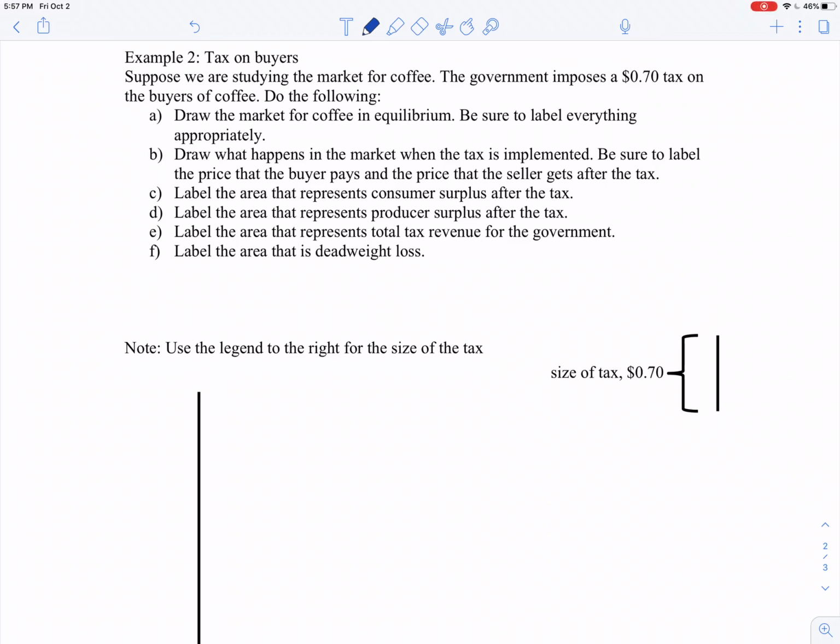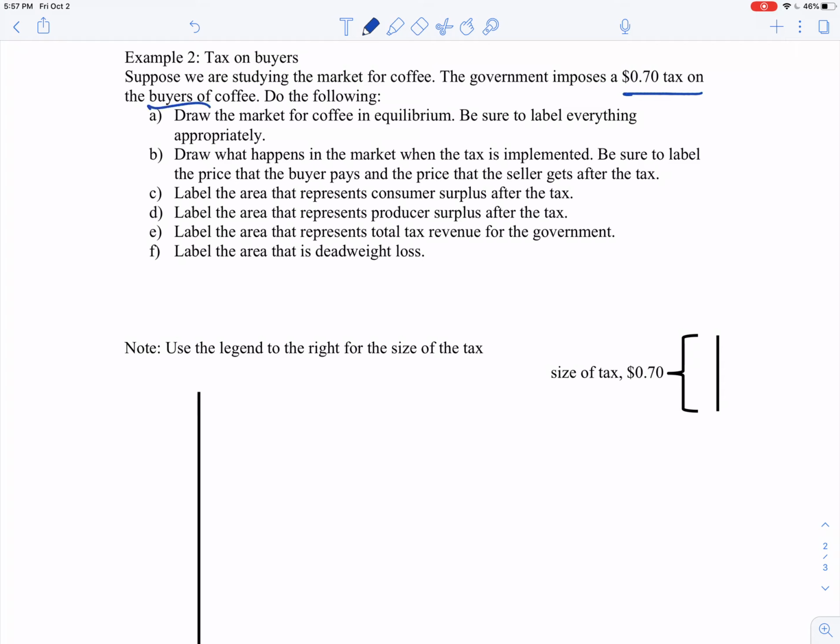Okay, so here we are. This is the video for the example of the tax when it's levied on the buyer. So this is kind of example 2. This is similar to the one we did in class. It's the market for coffee. But now this 70-cent tax is going to be imposed on the buyers of coffee.